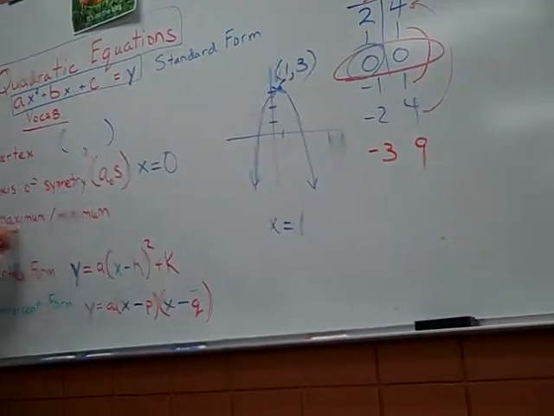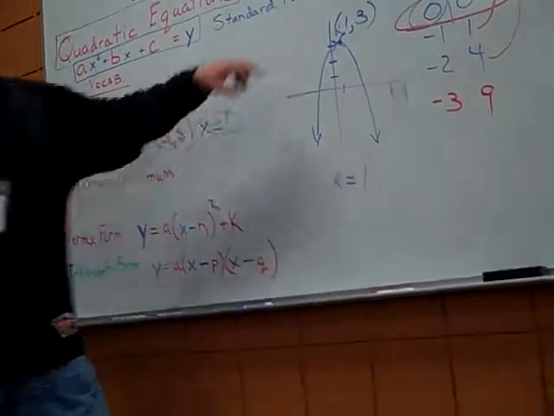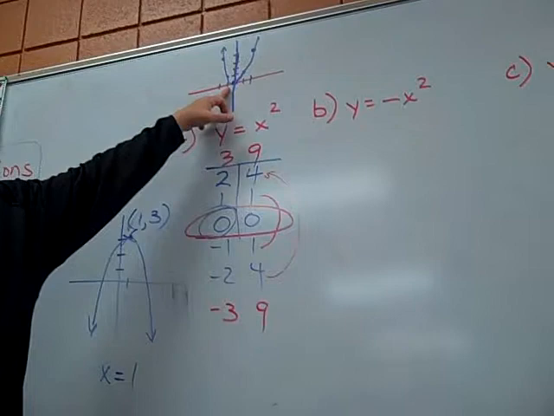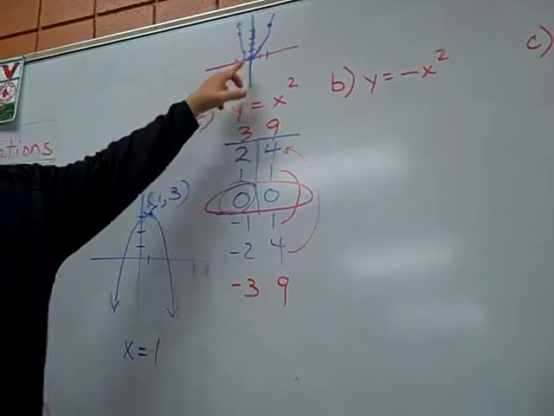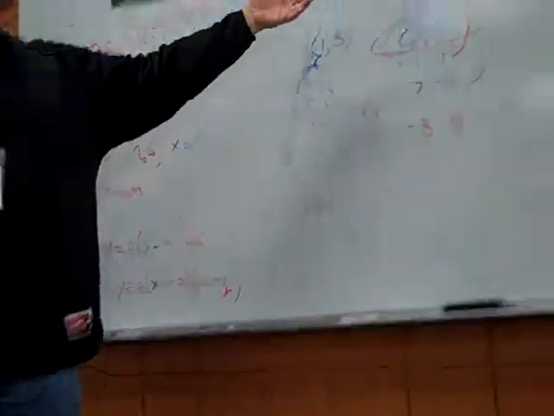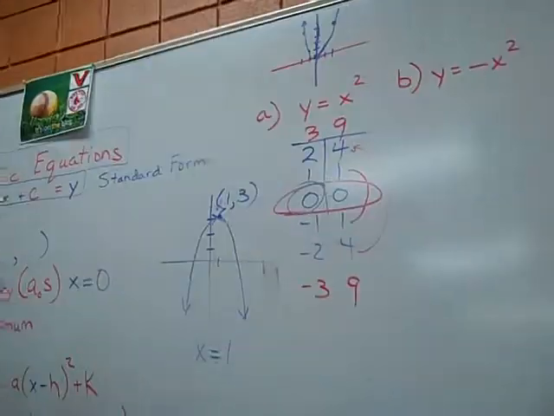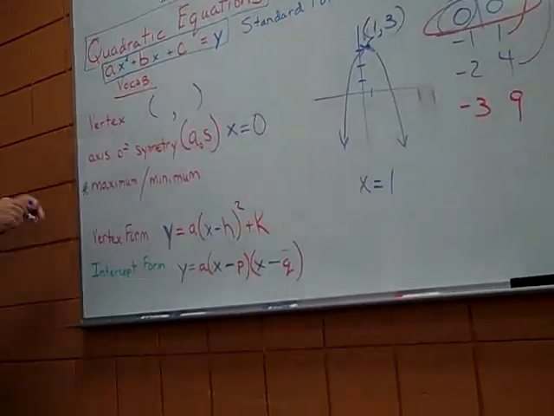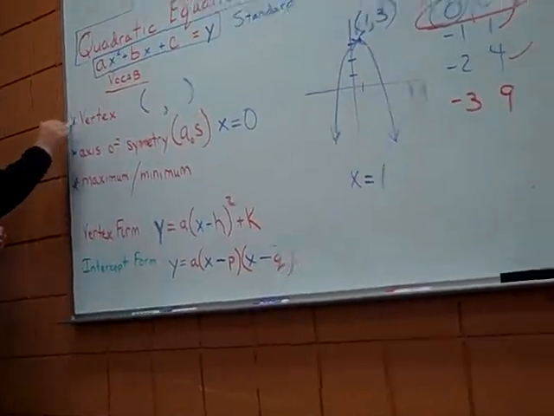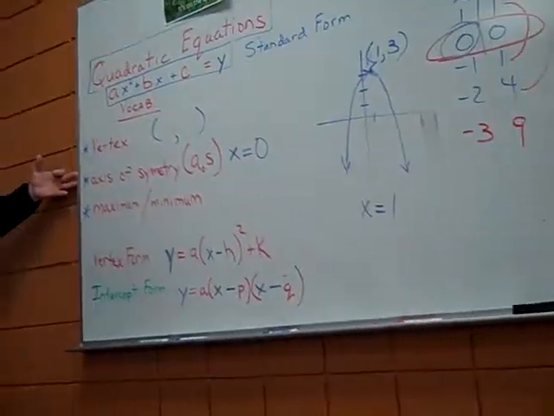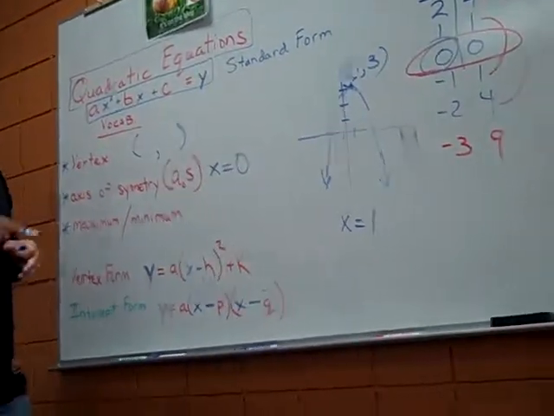Here's the other term, max or min. Is your vertex a maximum or a minimum here? Minimum. What is it here? Maximum. Why? Top or the bottom. Those are important terms. All of them. We're going to use these terms a million times.